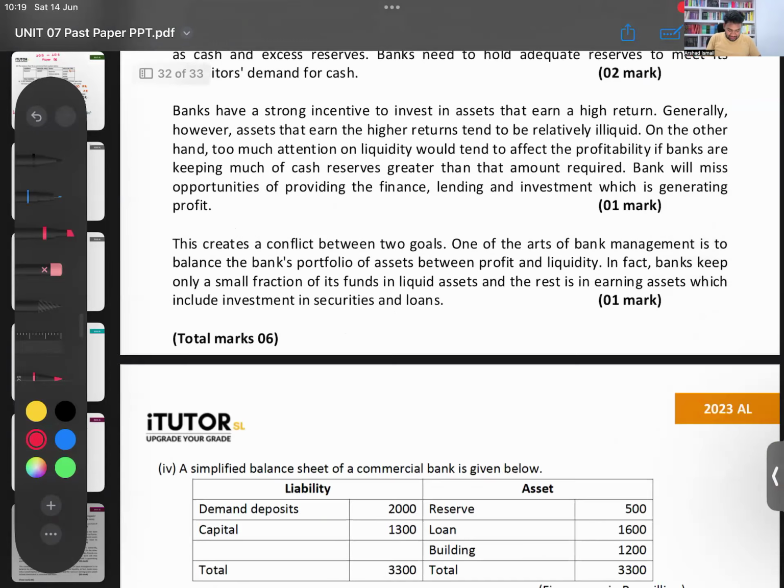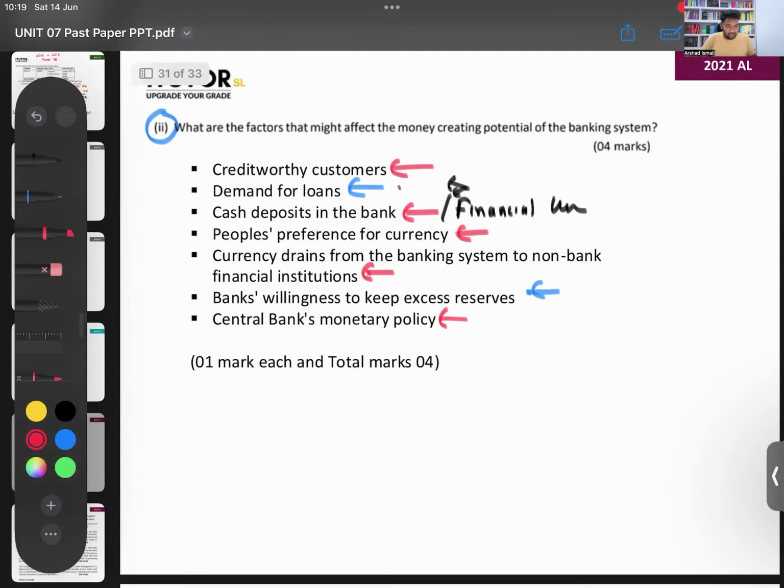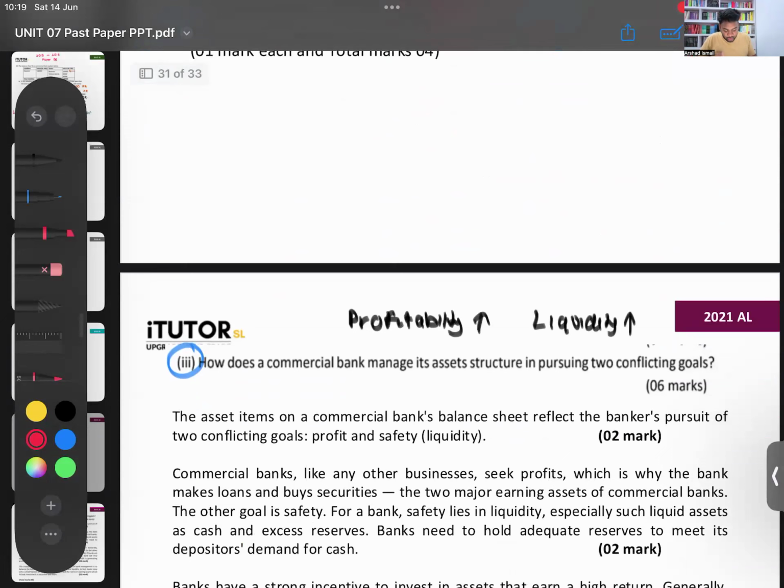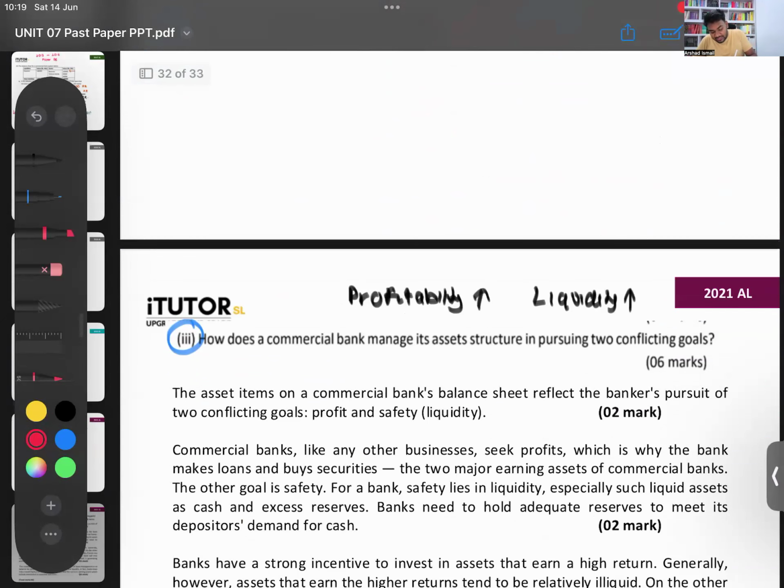So let me explain the conflicting story. I'll write it over here because I don't have space. So if a customer comes and deposits 100 million, right? If you, let's say, give all this money as loans. Now, theoretically, you can't give all, but let's say the majority you give out as loans. So if you give most as loans, then what will happen to your profitability?